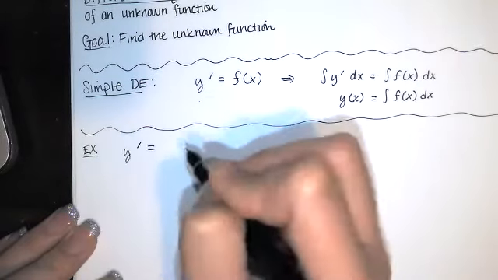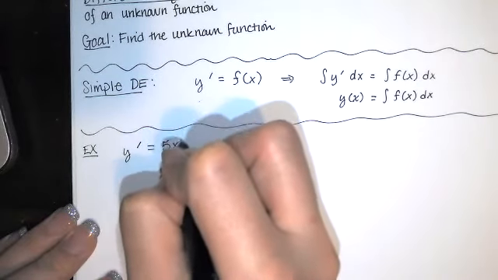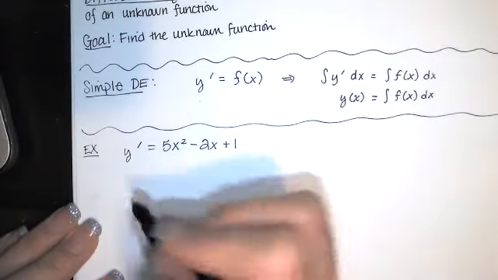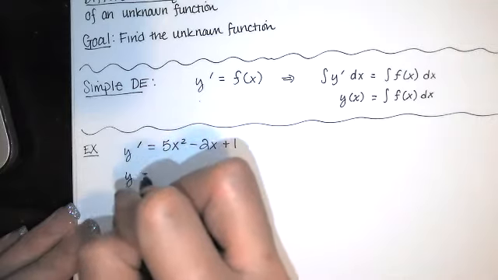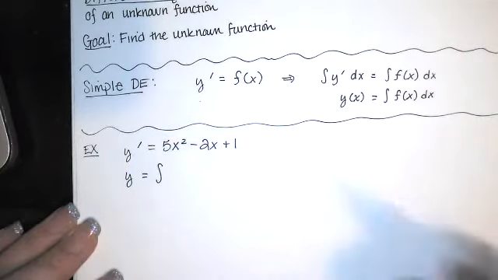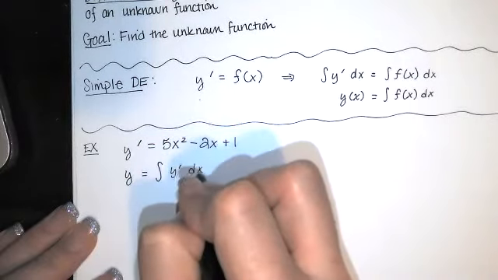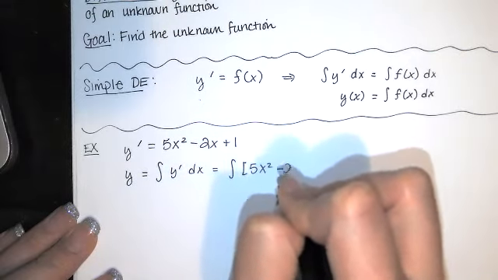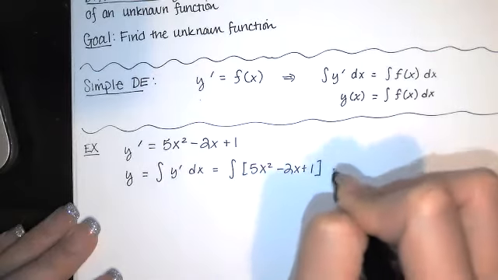Say I have y prime equals 5x squared minus 2x plus 1. Well, y would then have to be the antiderivative of the derivative with respect to x. So that's the antiderivative of 5x squared minus 2x plus 1.